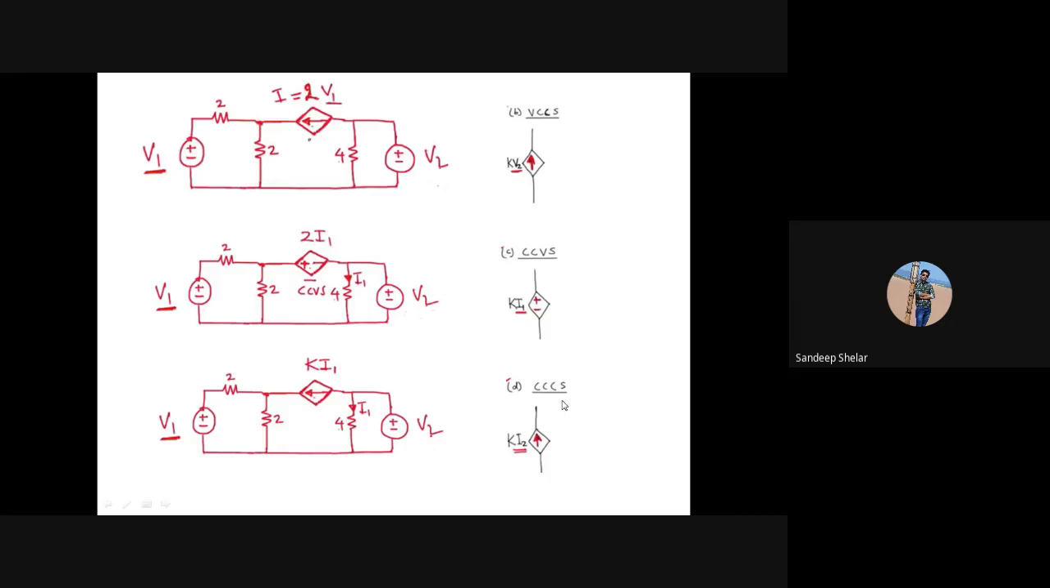And the last one is current controlled current source, in which, based on the same example as the third type, I1 is controlled by this controlled source. That is current controlled current source. This is the last example of the current controlled current source.